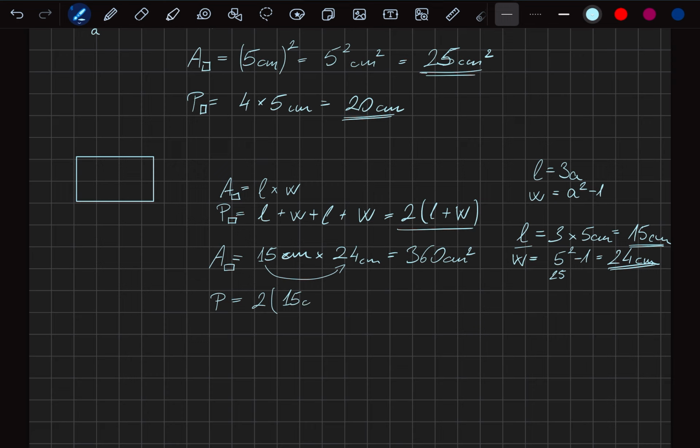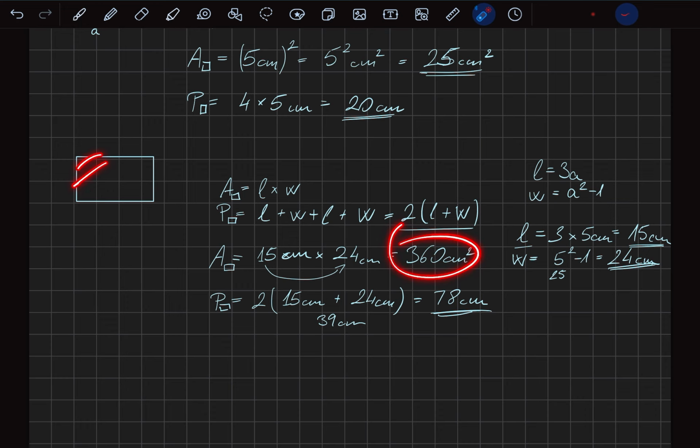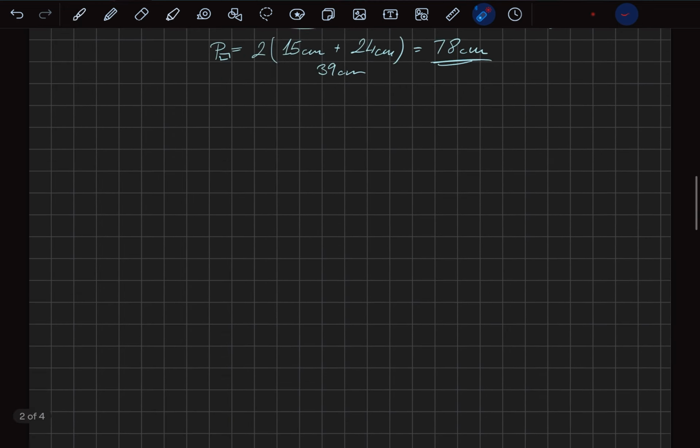The perimeter, I will use the last formula, 2 times 15 centimeter plus the 24 centimeter. It's 39 centimeter times 2, it's 78 centimeter. Okay, the perimeter is normal centimeter. It's a length. This is how many centimeters or meters or kilometers of gates we need if we want to build a fence, basically. Okay, and this is the area.